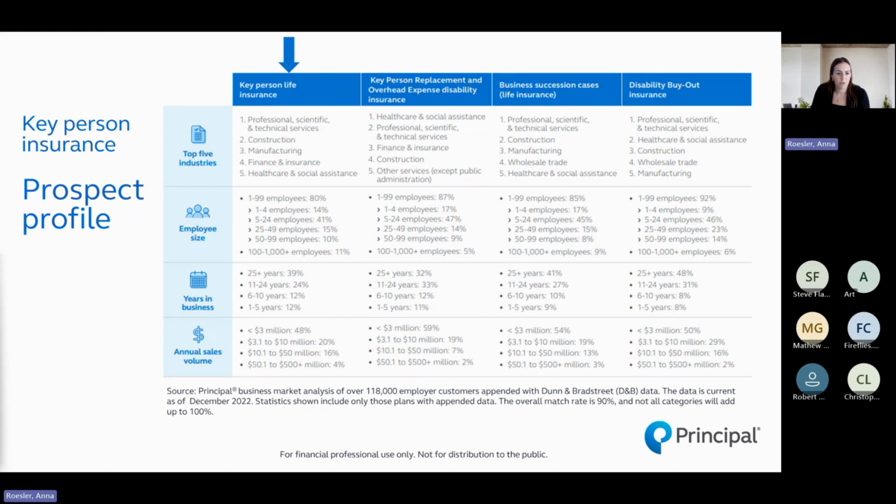55% of these have 24 or fewer employees, and 63% are established businesses, so they've been around for over 10 years. And you can see the average sales volume is typically under $3 million. Principal specializes in the business space, but particularly in the small to mid-sized business space. So our plans are fit for business owners at this scale.